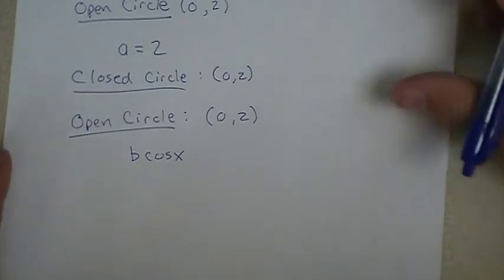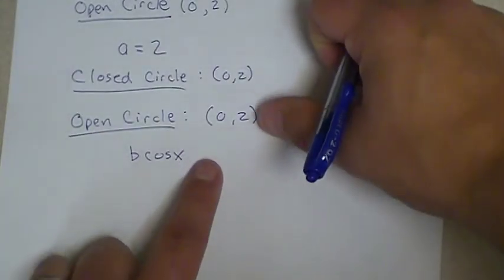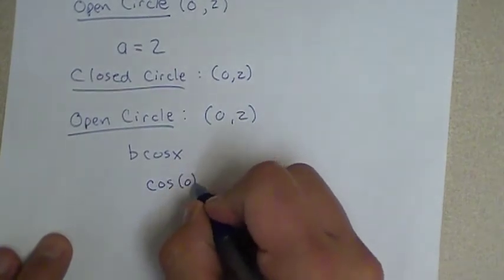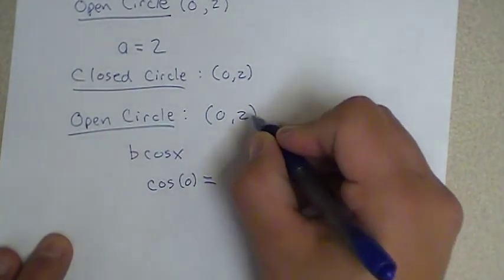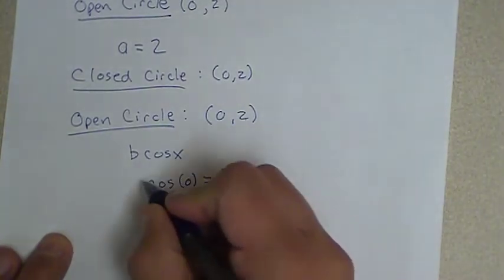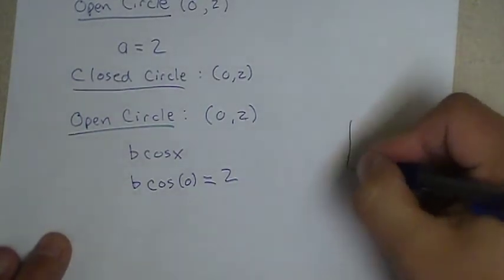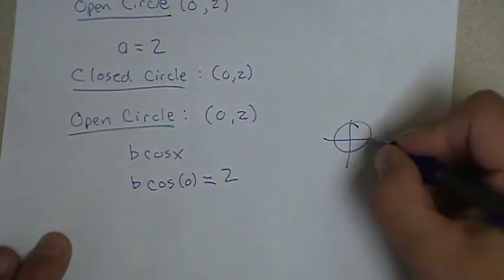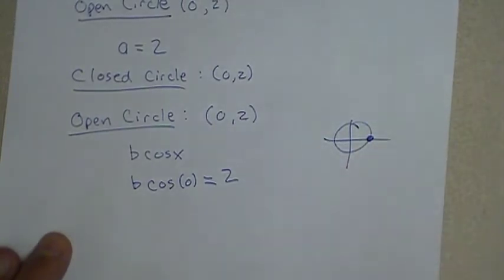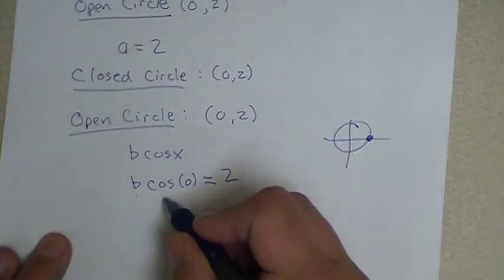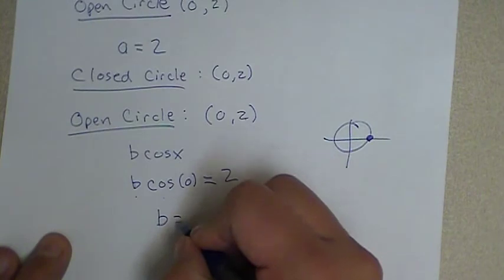I know that my open circle has to be at 0, 2. So the x-coordinate of it is 0. The y-coordinate of it is 2. So I'm going to make this equal that y-coordinate, and I need to find the value of b. If you figure out what the cosine of 0 is with a little bit of help from the unit circle, here's the angle 0. The x-coordinate there corresponds to cosine of that angle, and the x-coordinate right here on the unit circle is 1. So this says b times 1 equals 2, or b equals 2.